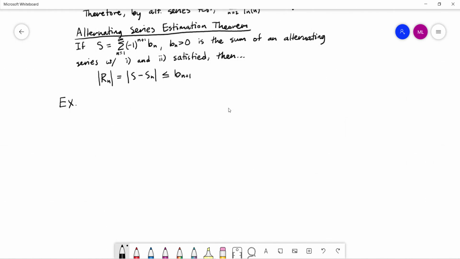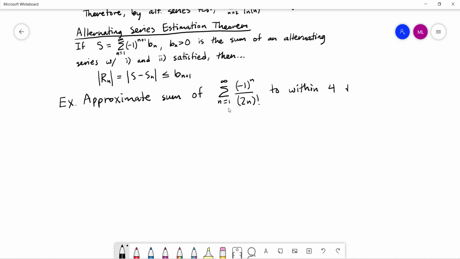So let's use this theorem to approximate the following. Let's say I want to approximate the sum from n equals 1 to infinity of (-1)^n over (2n)!, and I want to approximate it to 4 decimals. That makes more sense.